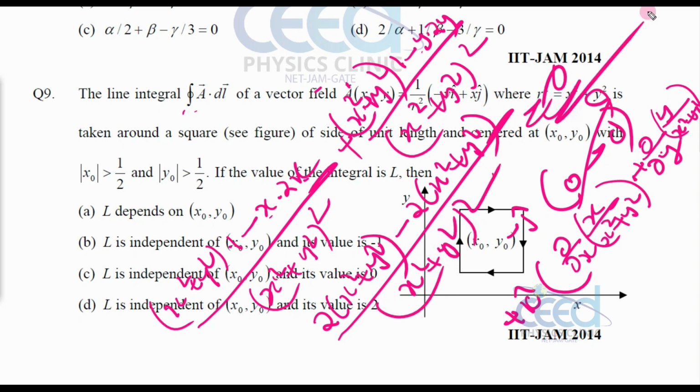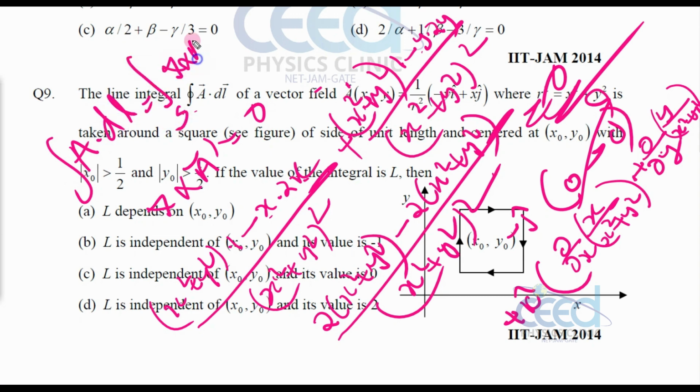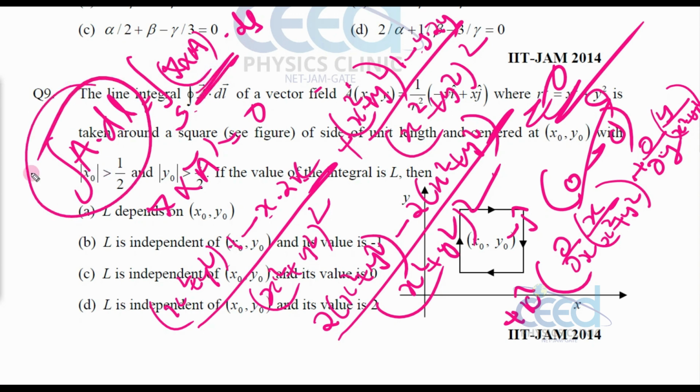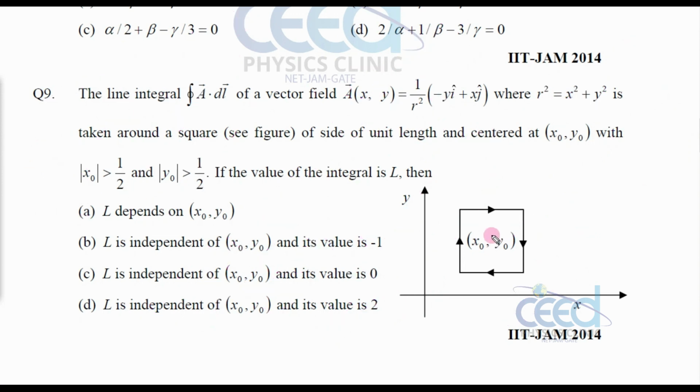So minus 2 into x square plus y square divided by x square plus y square whole square. So this part will be 0, right? So that means del cross A is equal to 0. We got del cross A is equal to 0. That is, integral A dot dl is equal to surface integral del cross A dot ds. So del cross A is equal to 0 means this will be 0. That means integral A dot dl is equal to 0. So its value is 0 and it is independent of this center x0 y0. So this L is independent of x0 y0 and its value is 0. So option C is correct.